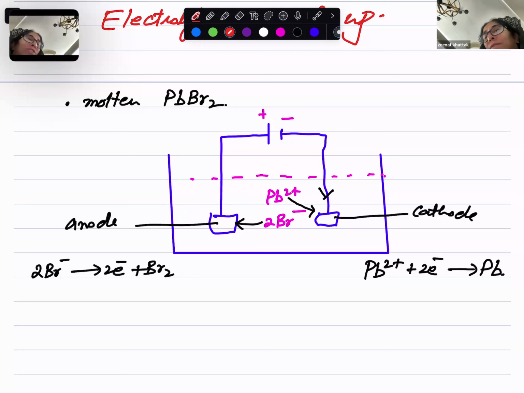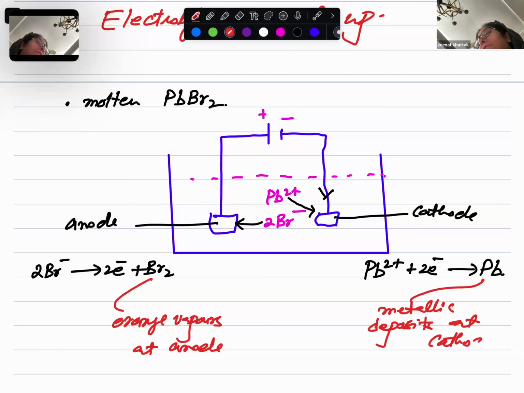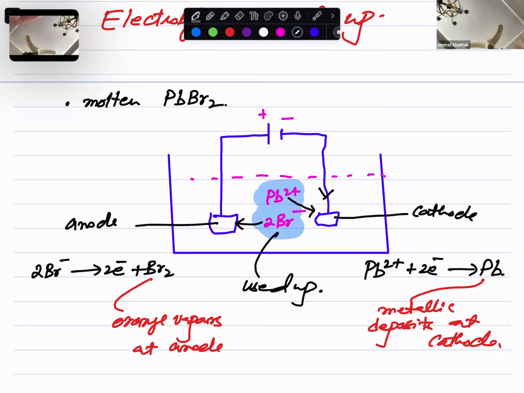So what is your observation? Orange vapors at the anode, metallic deposits at or below the cathode, and they are all what? Used up. Finished. Nothing left.